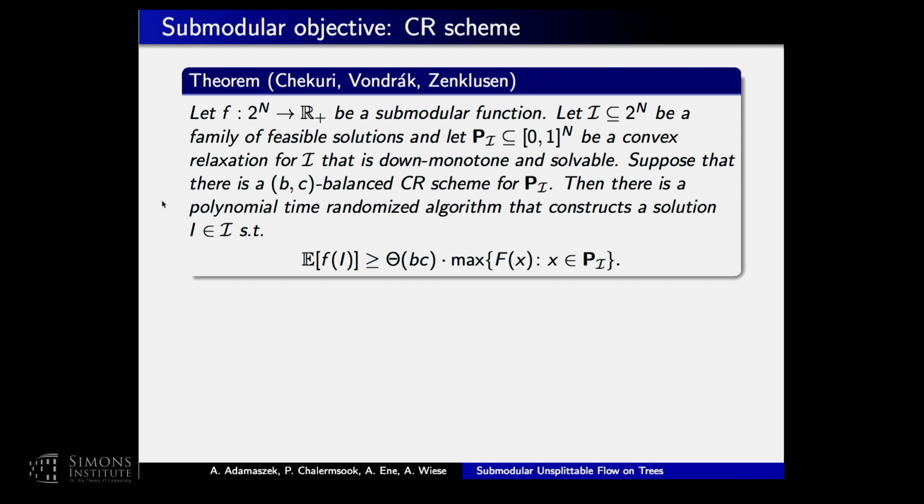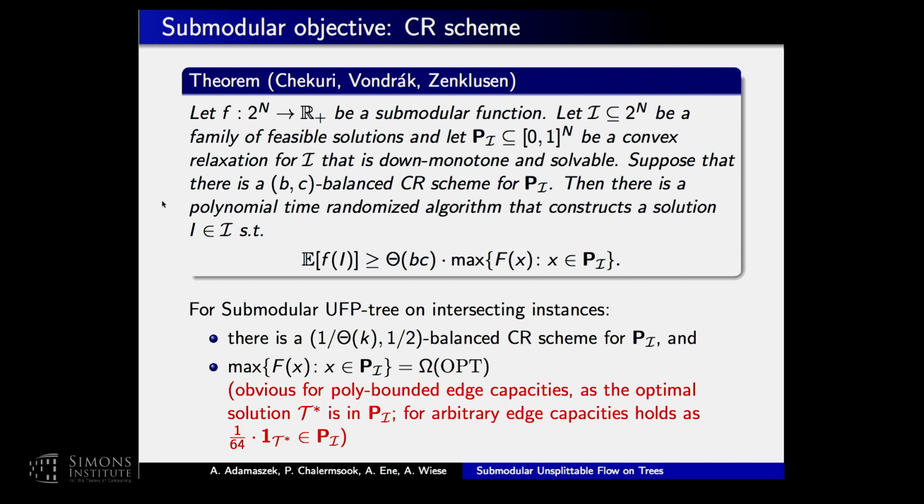And then there's a theorem by Chekuri, Vondrak, and Zenklusen saying that if we have a submodular function, a family of feasible solutions, and a polytope which is down-monotone and solvable, and if we have a BC-balanced contention resolution scheme, then there's a polynomial time randomized algorithm that constructs a feasible solution such that the expected value of the solution is at least theta of the parameters B, C times the maximum value of the multilinear extension within the polytope.